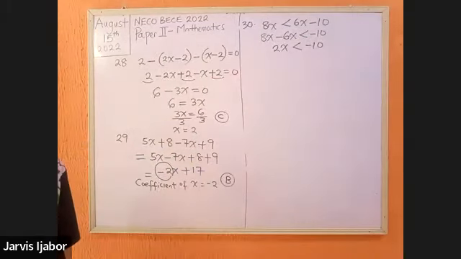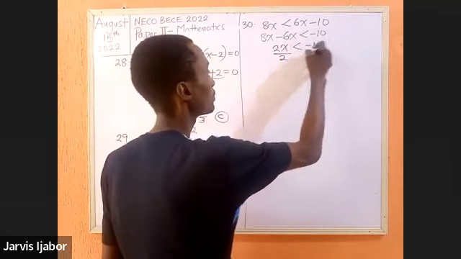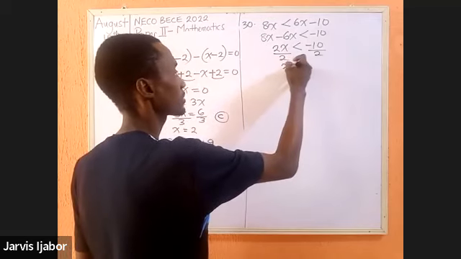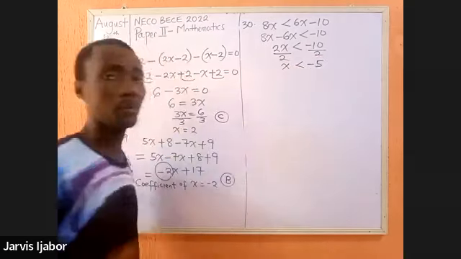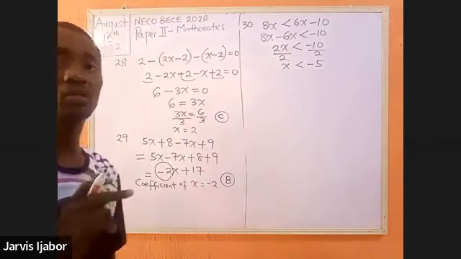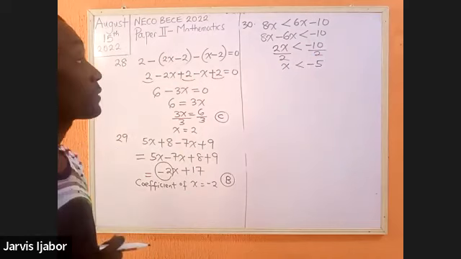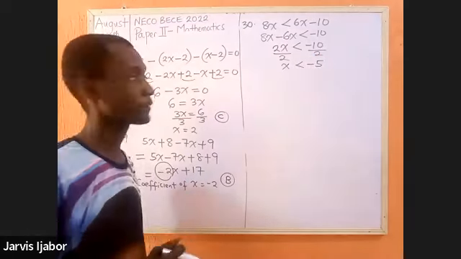2x less than negative 10. So I'll divide both sides by 2, and I'll have that x will be less than negative 5. Now, in preparing an inequality graph, what then should I do or take note of?